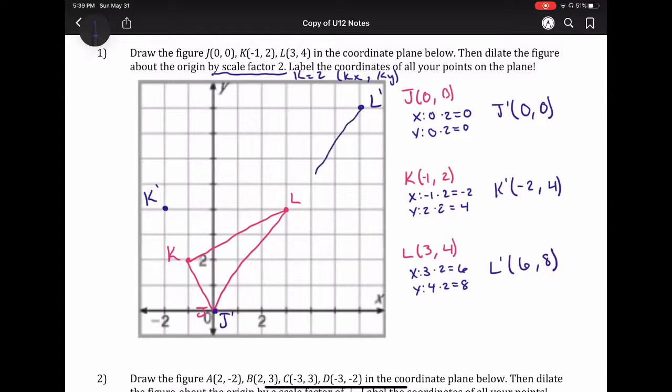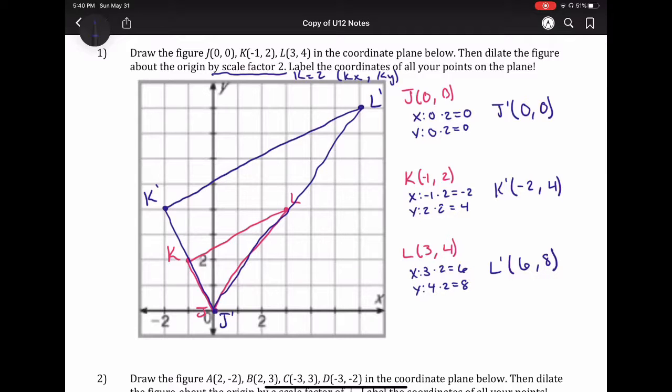I'm going to connect my points. And none of these lines are going to be all that straight. I apologize for that, but you'll get the point. And that is my dilated figure. It had a scale factor of 2, so I knew that my shape should have been doubling in size.